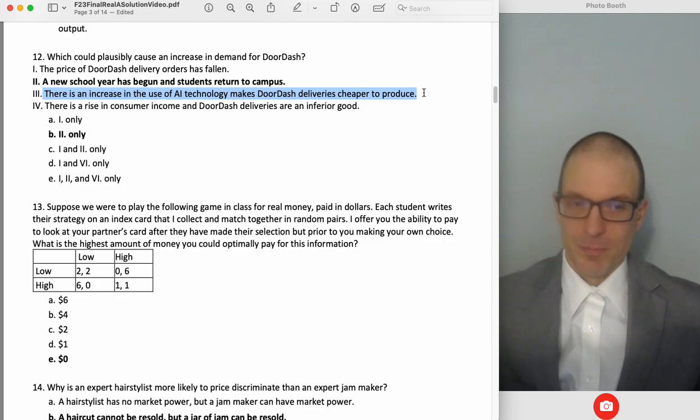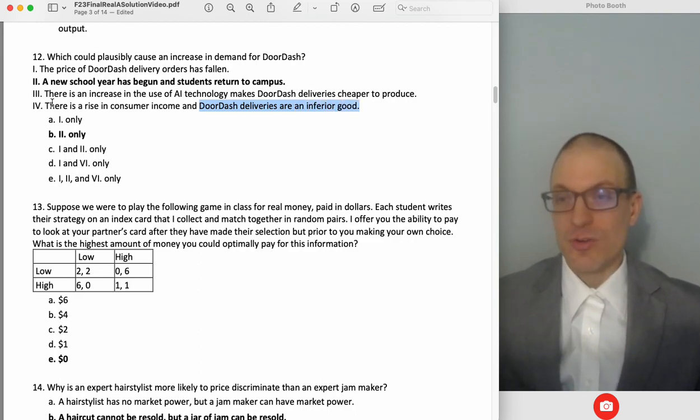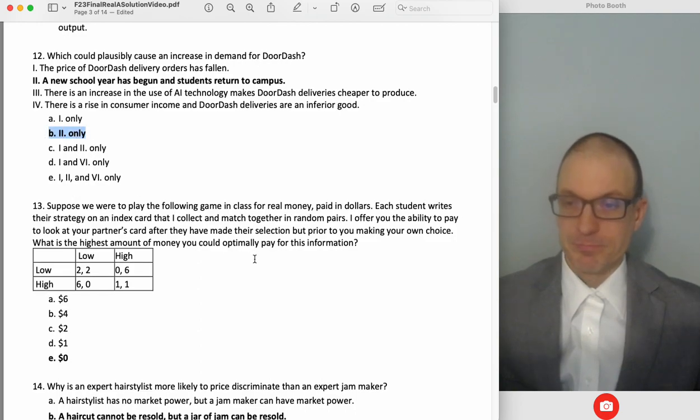This will affect the supply curve, not the demand curve. Matter of fact, that might even be a reason why the price of orders would fall. There's a rise in consumer income. Well, that's good, only DoorDash deliveries are an inferior good. That's bad. So an increase in income is going to give us a decrease in demand. And so of these, the only one that could plausibly increase demand would be number 2, B.